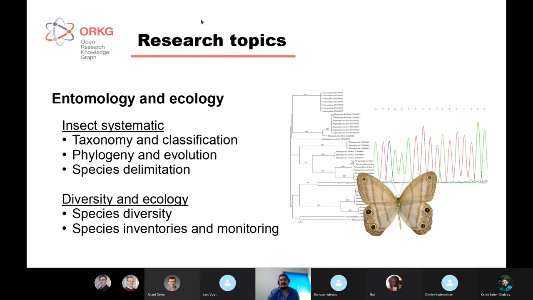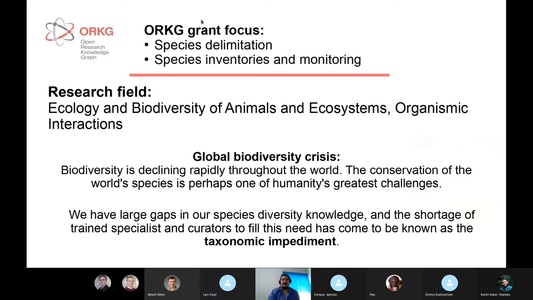The other area I work in is diversity and ecology. What I study is species diversity and distribution, and species inventory and monitoring. But these two areas are related. My grant focuses on these two areas, particularly on species delimitation and species inventories and monitoring.